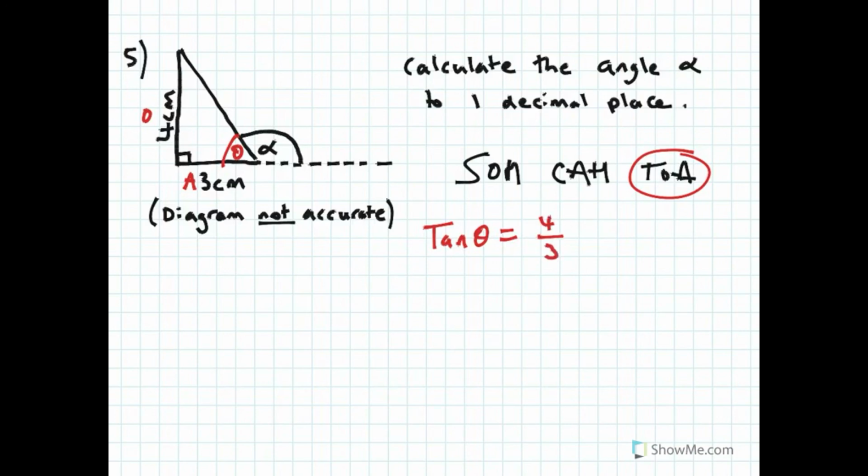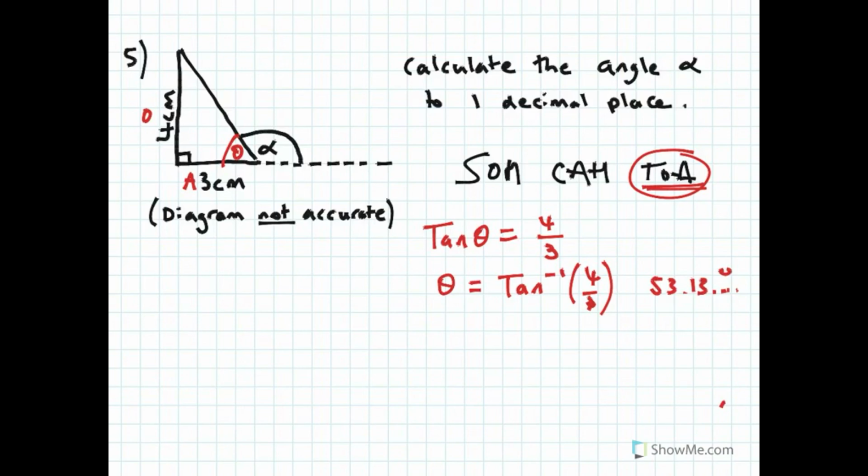There was at least one student that got those the wrong way around. You need to make sure you look at that, opposite over adjacent. That must mean that theta is the angle tan to the minus 1 of those numbers, that's 4 over 3. If you work that out on your calculator, I got the answer 53.1 something, degrees. Now that's the angle theta.